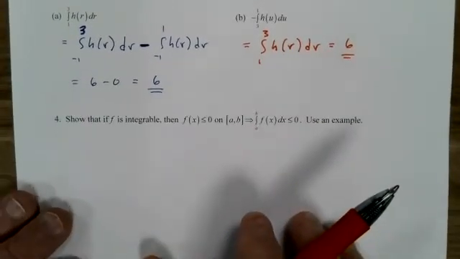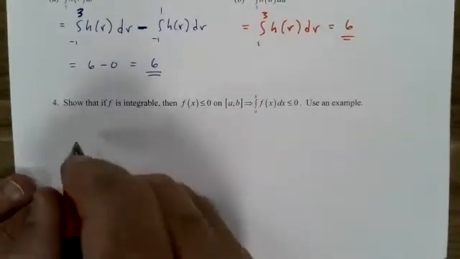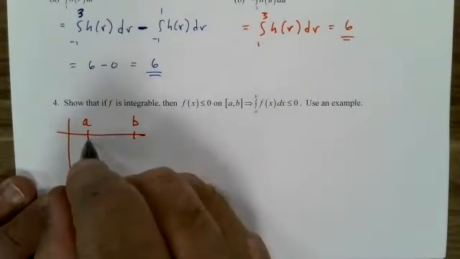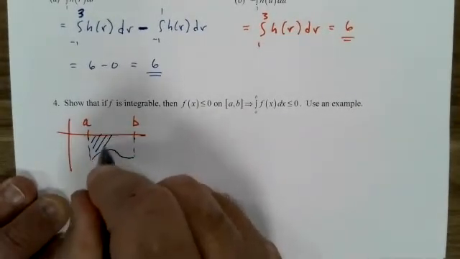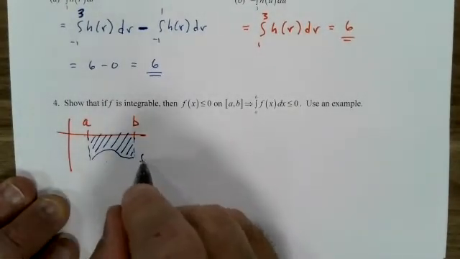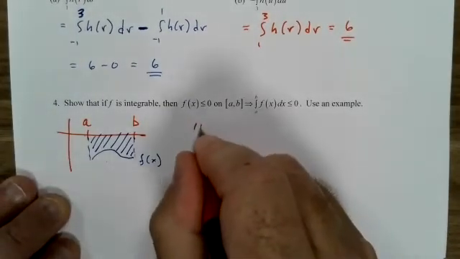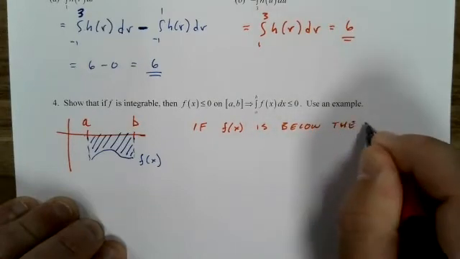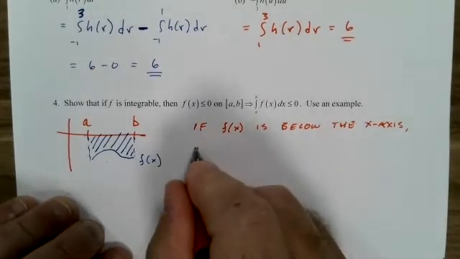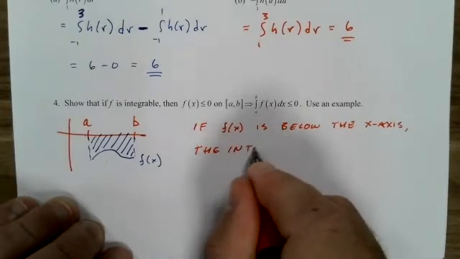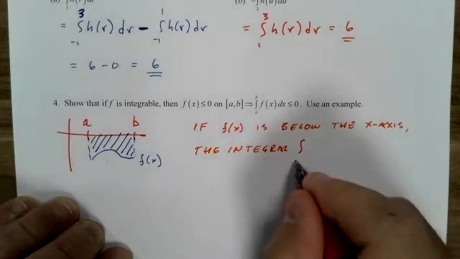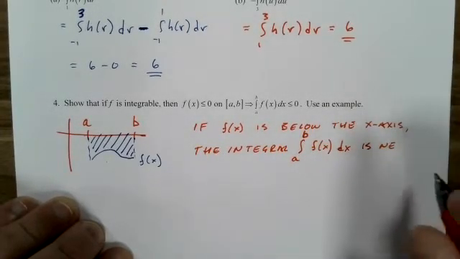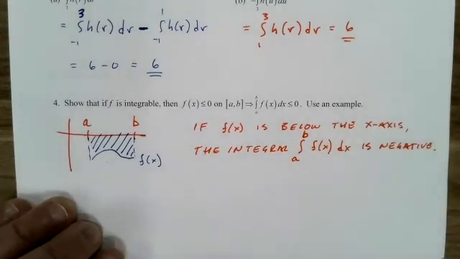Next, show that if f is below the line, the integral is negative. Here's an example. All right, so they're saying, what's going on if it's below the line? Some f of x here. So if f of x is below the x-axis, the integral is negative. All right, so give me an example. Fine.